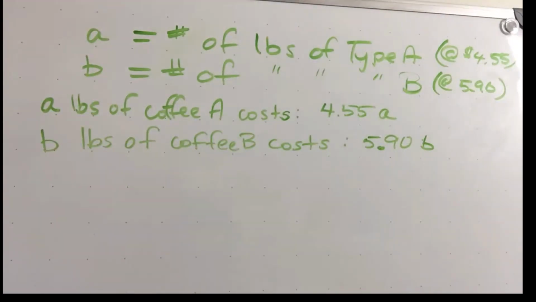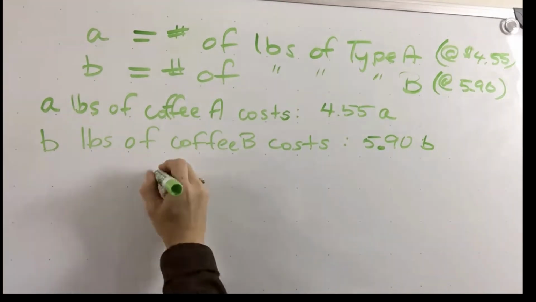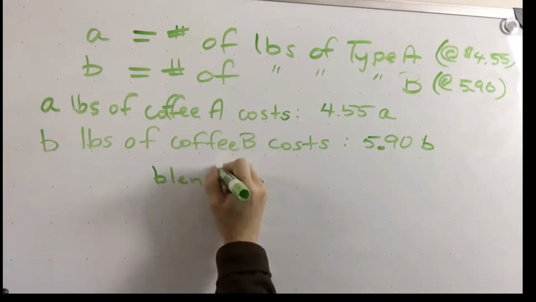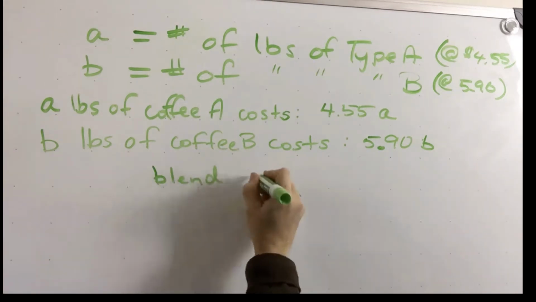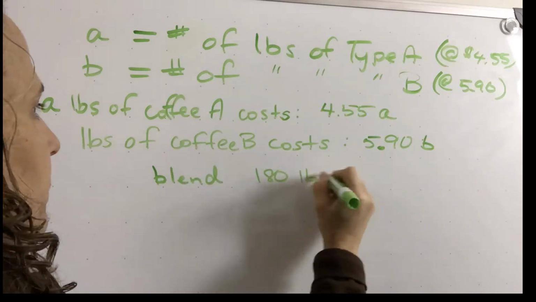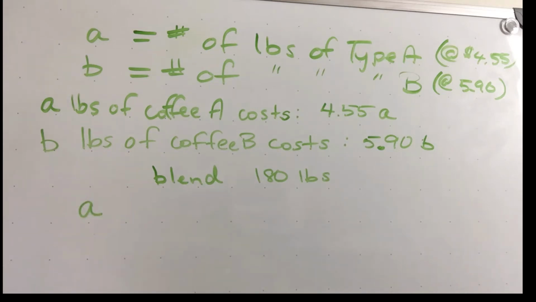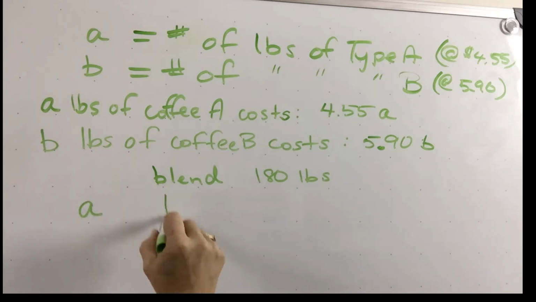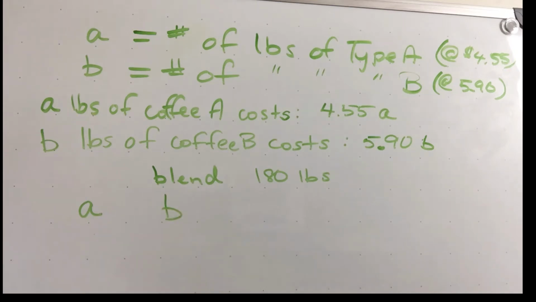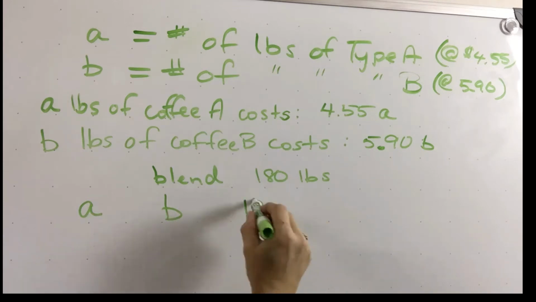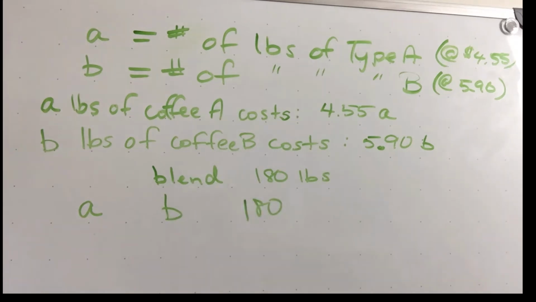Is there another number here that I've not used yet? I know that I want 180 pounds of the blend. So when I put those two bags together to make a third bag, the blend has 180 pounds in it. A is how many pounds was in the first bag. B is the number of pounds that was in the second bag. One of the things to be careful of is to make sure that you're comparing apples to apples. So if A is pounds and B is pounds, let's compare it to 180 because 180 is also a number of pounds. And what's the relationship between A, B, and 180?